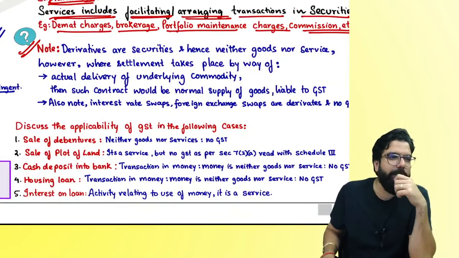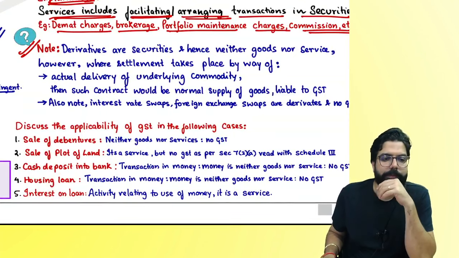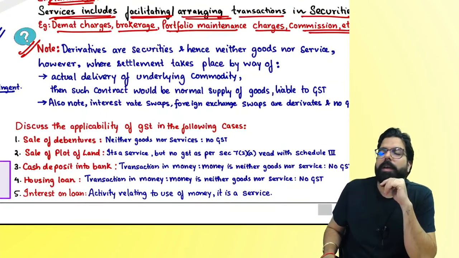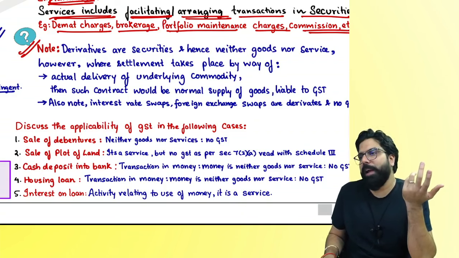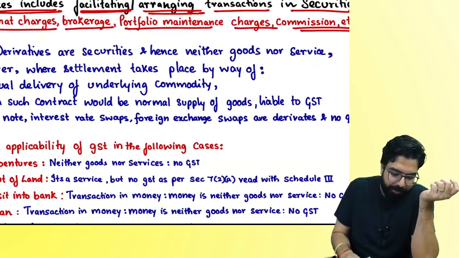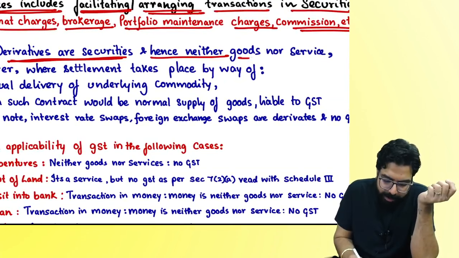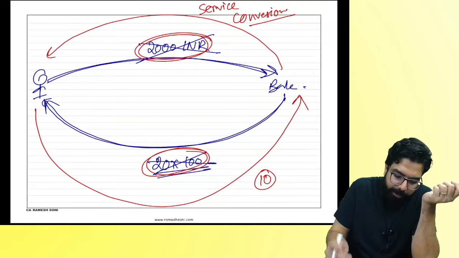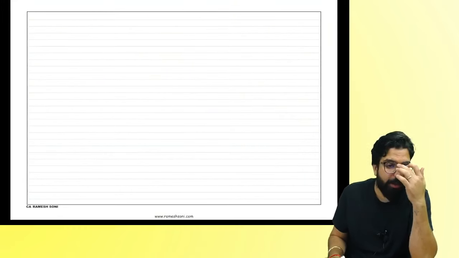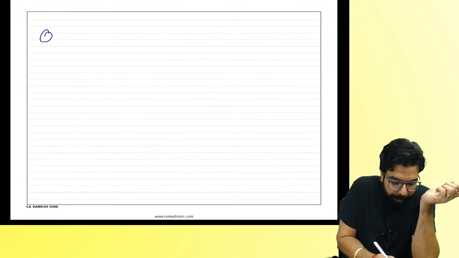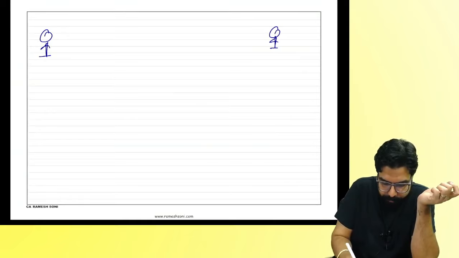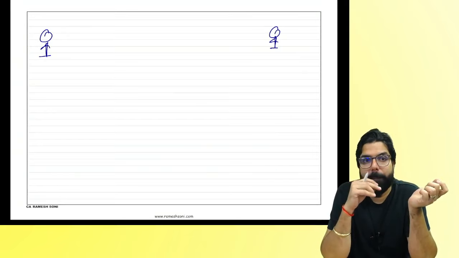Derivatives. Tell me one thing, everyone. What is a derivative? Anything which derives its value from an underlying asset. So are derivatives goods or securities? Hence, neither goods nor service. Tell me one thing, in a derivative contract what happens generally? Two people enter into a contract, correct?